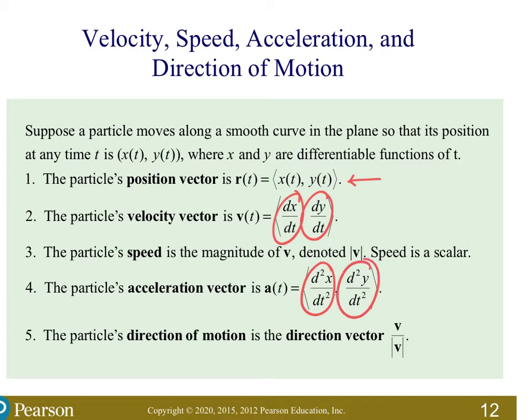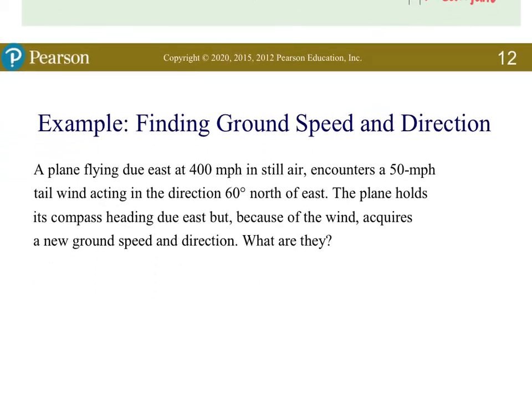Now direction of motion. You're going to take your velocity vector, vector v, and divide it by the magnitude value. So this is going to be a constant. So you're going to take your velocity vector and take its components and divide it by a constant. So these are the definitions you'll be working with when you solve some of the application problems in terms of vectors. So let's try a couple.